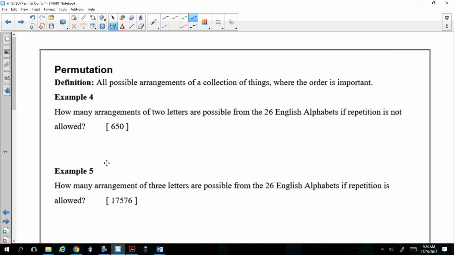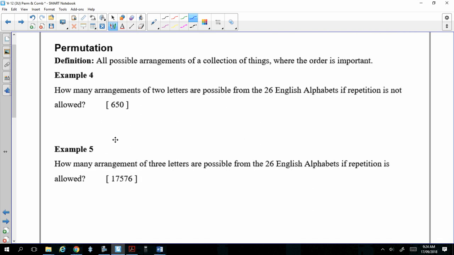We'll go through page 6, permutation. Actually, before we go through, permutation. Okay, so I'm going to ask the student to tell me how to do example 4. How many arrangements of 2 letters are possible from 26 English alphabets if no repetition is allowed? I'm going to ask William.